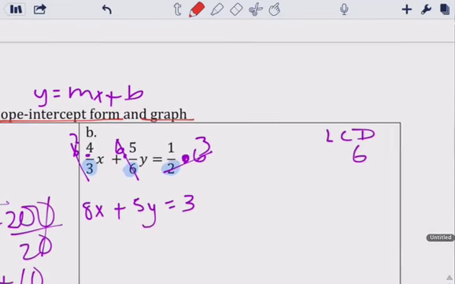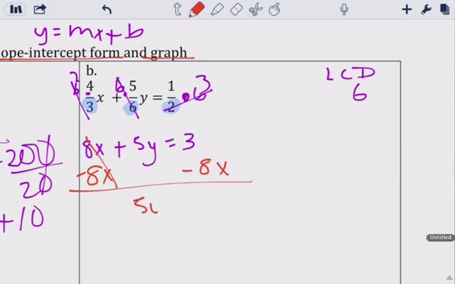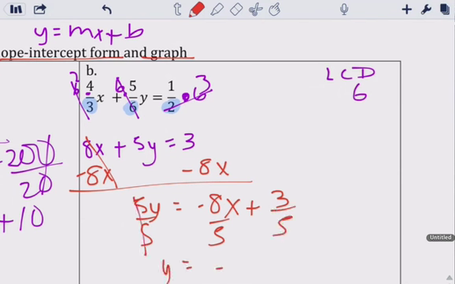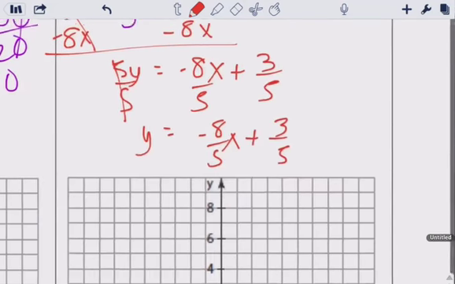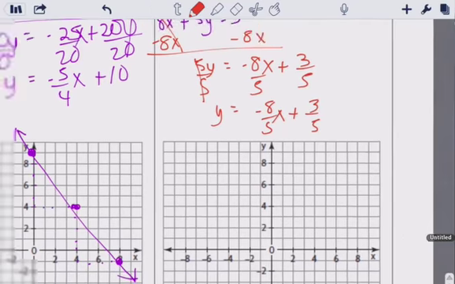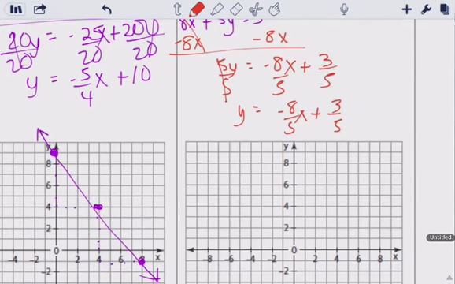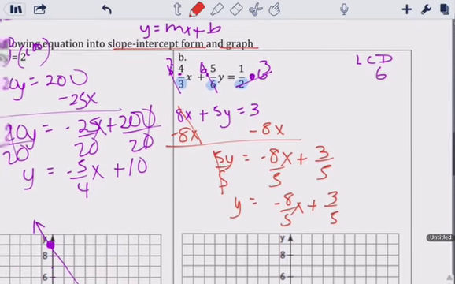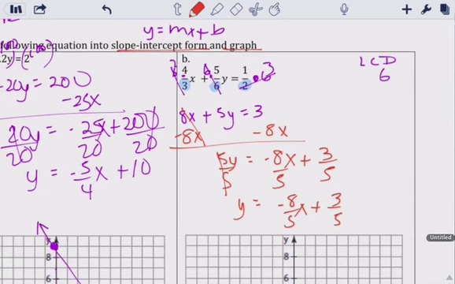Y equals mx plus b, minus 8x. Okay, you get 5y equals, I gave you the wrong number, you guys. Negative 8x plus 3 divided by 5. Y equals negative 8 over 5x plus 3 over 5. Oh, this is horrible to do. Anyways, just leave it like that. I meant to give you a different number than this 3 here.